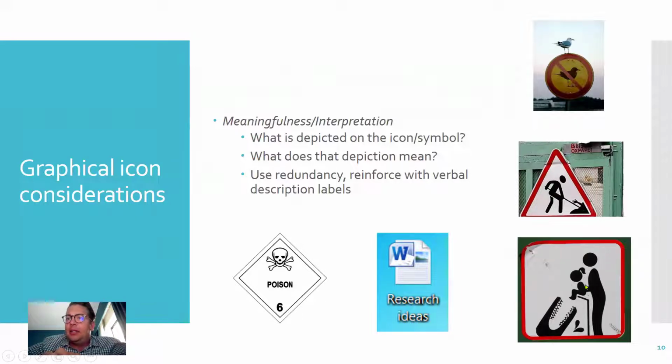And I can guess that this is probably not like, hey, here's where you feed your children to the, I don't know, alligators or something. But these do have to be clear enough that they send the proper message. And one way to help with that is to use verbal description labels, the word poison, redundantly encoding what's going on with those icons there.